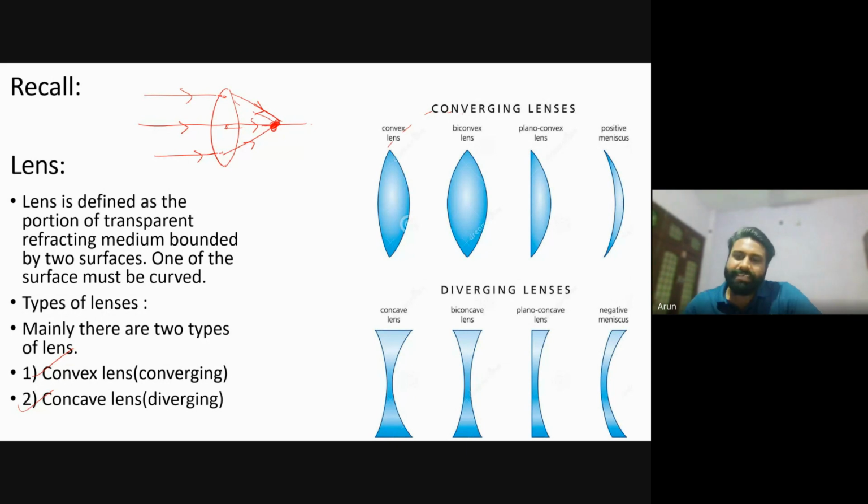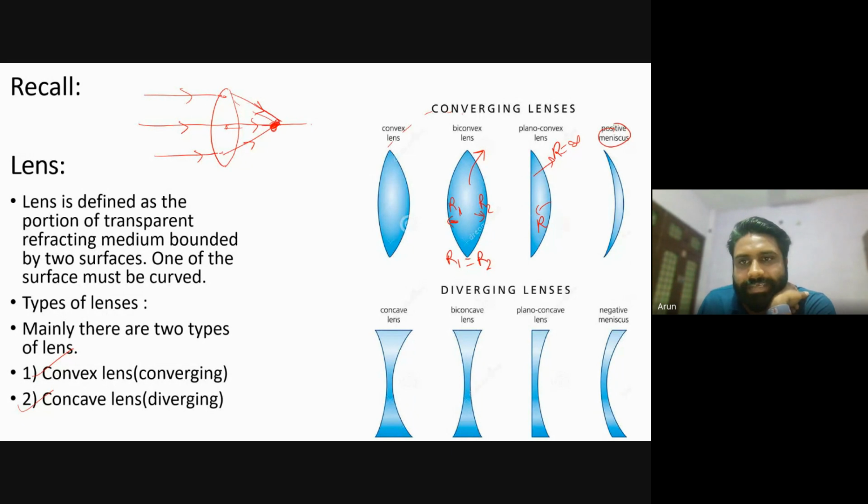Convex lens itself has three parts. First is the biconvex lens. In a biconvex lens, the radius of curvature of this surface and the radius of curvature of this surface are equal. R1 is equal to R2. The second is the plano-convex lens. In a plano-convex lens, one of the surfaces is plane, having radius of curvature as infinity, and the other surface is curved with radius R. One surface is curved, and one surface is plane.